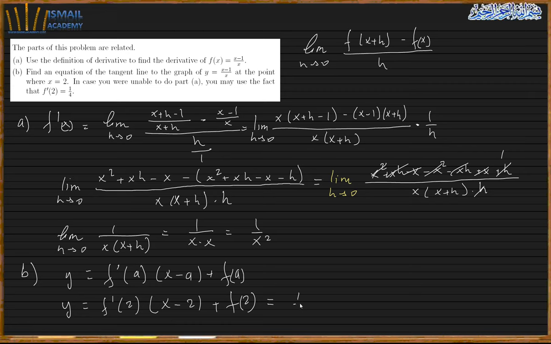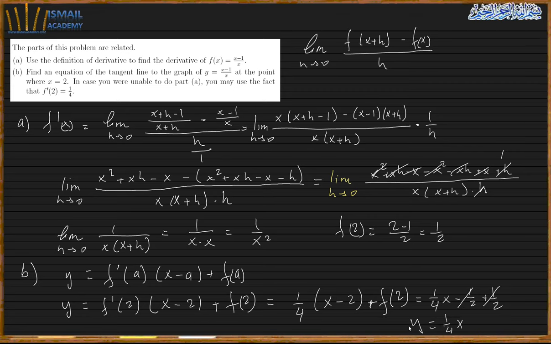So it's going to be 1 fourth times x minus 2, and I need to find f of 2. Just plug 2 into the equation. So f of 2 will be 2 minus 1 over 2, which is 3 halves. So this will be 1 fourth x minus 1 half plus half. So this cancels out, so y will be 1 fourth x, and this will be your tangent line equation.